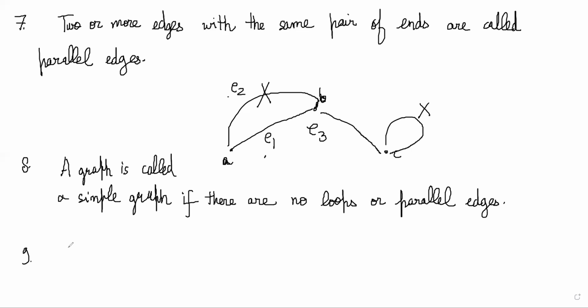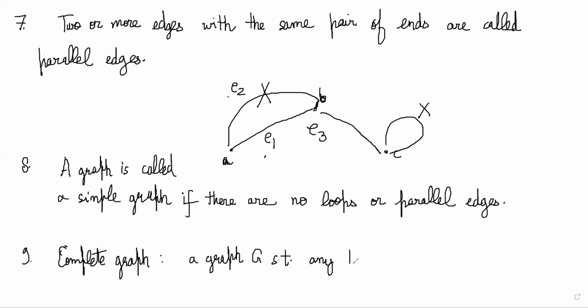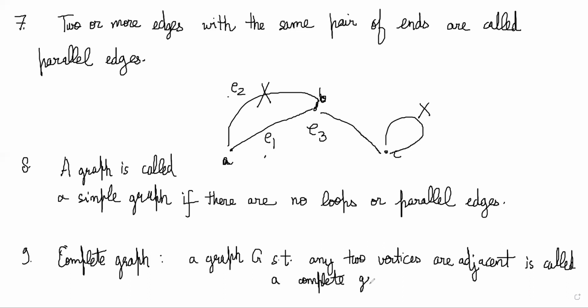Now, next idea is a complete graph. What is a complete graph? A graph G such that any two vertices are adjacent is called a complete graph. So let's look at some examples of complete graphs.